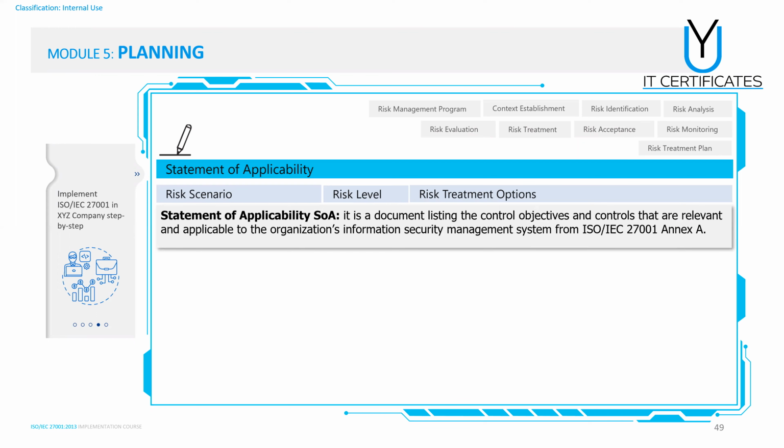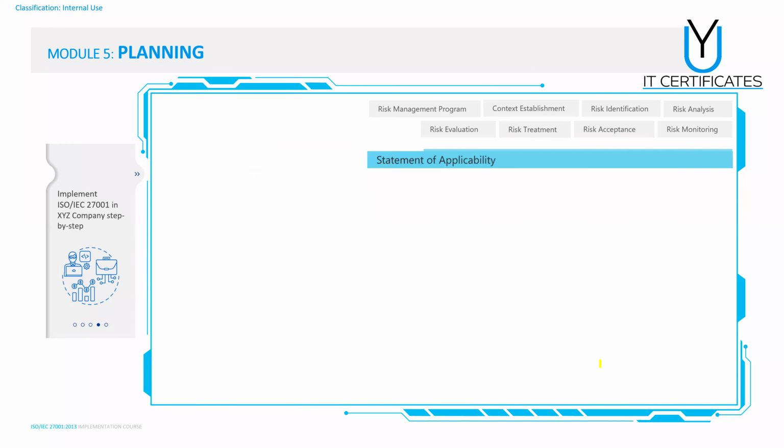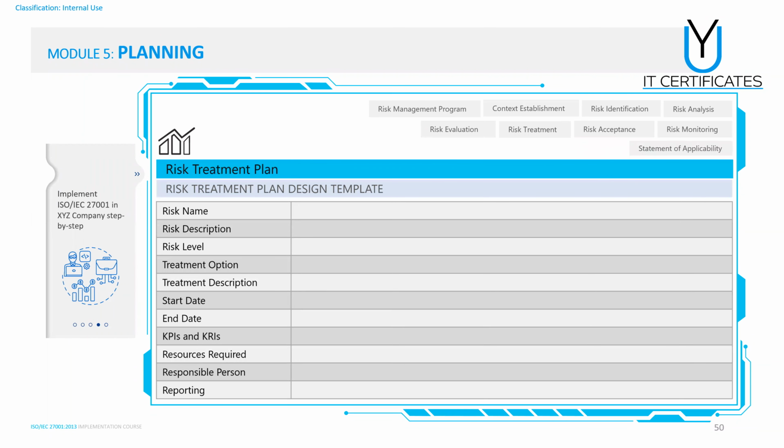Statement of applicability, I think we discussed this before, and we said that XYZ company decided to have this form for the statement of applicability: Annex A security control category, control name, control applicability, whether it is required or not, control description, business justification to accept or deny it, and who will be responsible for implementing it.